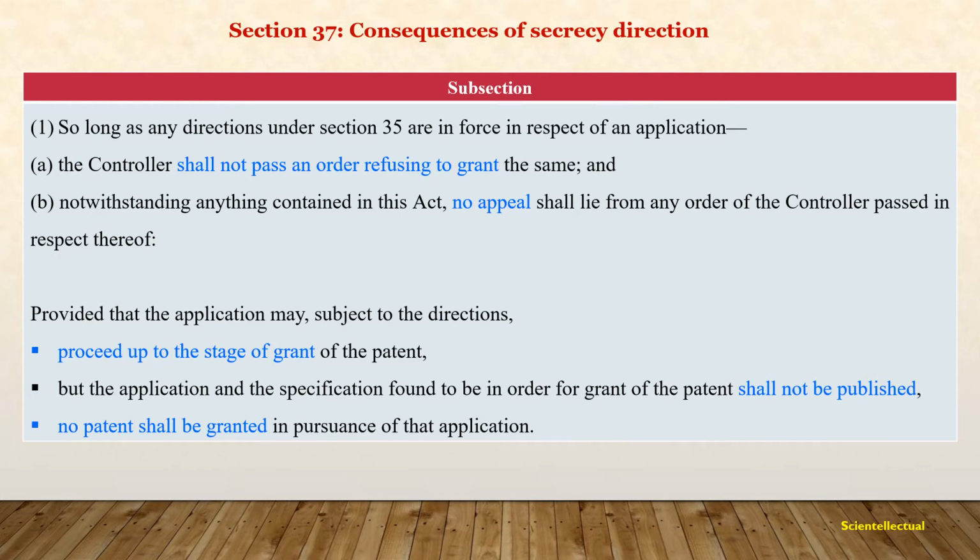That is, if there is a secrecy direction in force in respect of any patent application, A. The controller shall not refuse the grant of the patent application during that secrecy direction period, and B. There is no appeal for any order of the controller passed with respect to that patent application. Provided, subject to the directions, proceedings up to the stage of the grant of the patent will continue, but the application and specification found to be in order for grant shall not be published, and no patent shall be granted in pursuance of that application.